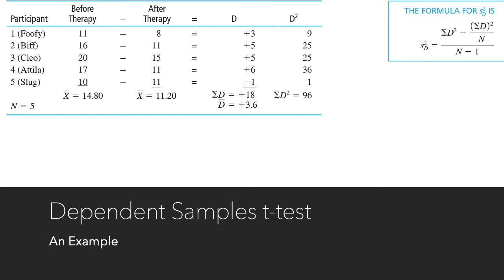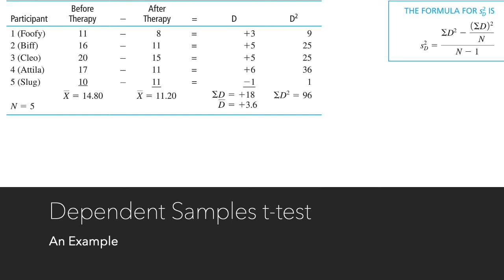3 squared, 5 squared, 5 squared, 6 squared, and negative 1 squared. We get rid of that negative there. And then we're going to sum that, sigma d squared. 9 plus 25 plus 25 plus 36 plus 1 equals 96. So we already have everything we need.